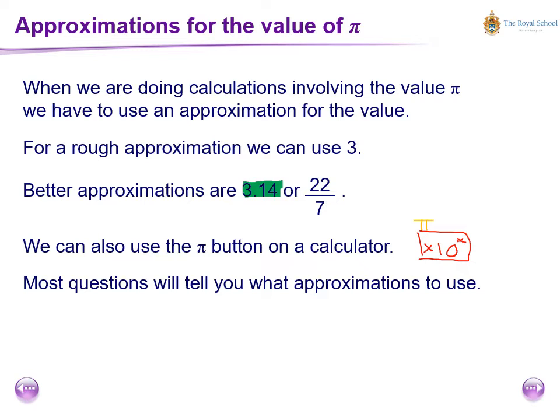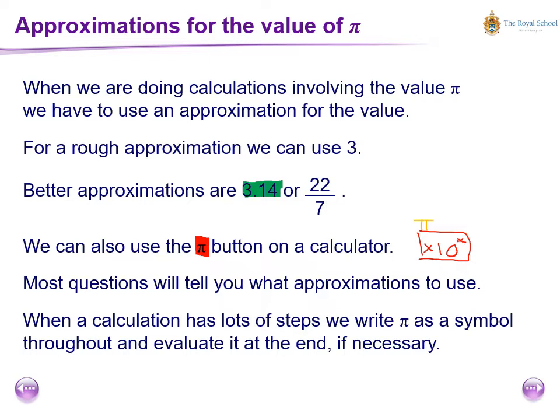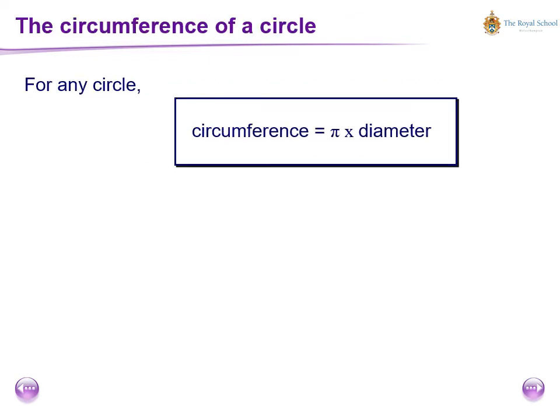Now, most questions will tell you what approximation to use. In the case that they don't, I would definitely always be trying to use that most accurate version. So use the pi button on your calculator. It's going to be the best way through these questions. So the pi button, again, stops you having to write out the decimal number all the time. Mathematicians are sometimes a little bit lazy, so using the pi symbol will help us to cut down what we're writing for our calculations.